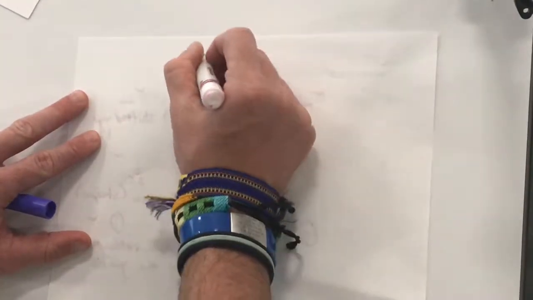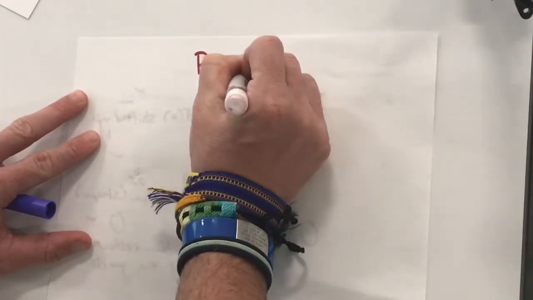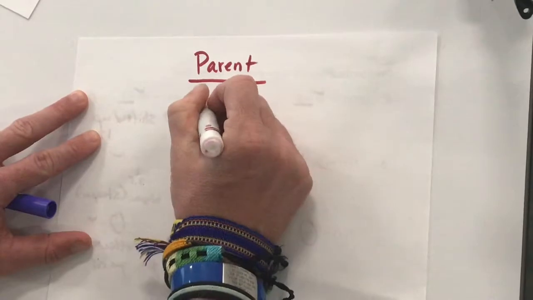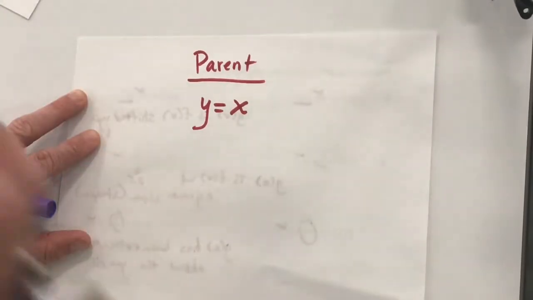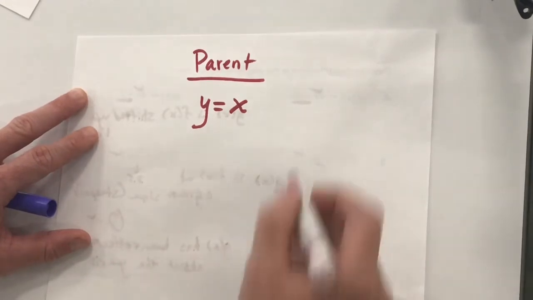The last thing that I want to show you is the parent function. The parent function is the most basic function that we have. For a linear function, it is y equals x. That is the parent function.